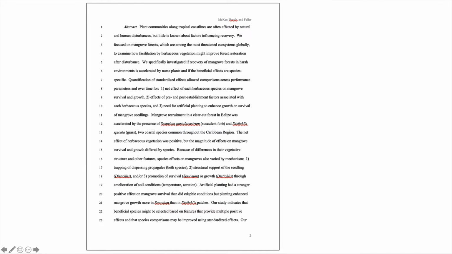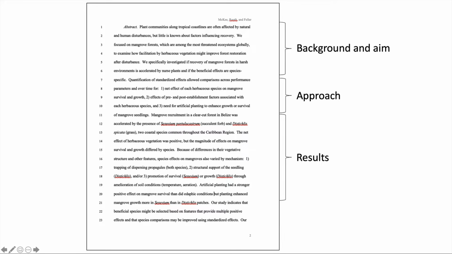In our paper, we began by describing the broad topic addressed. We then identified the ecosystem and process studied. The next sentences spelled out our main objective and described the approach we took to answer this question. The next few sentences described the results.